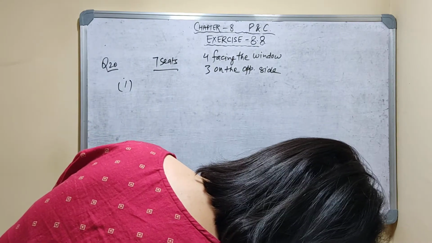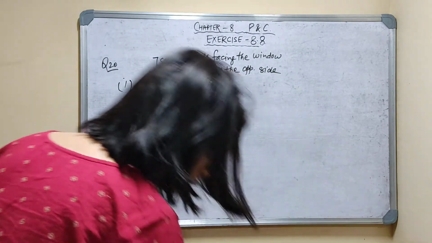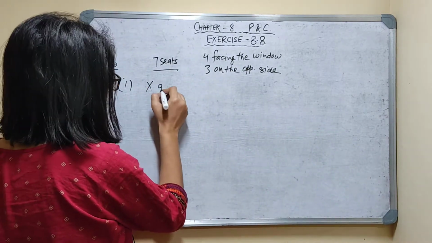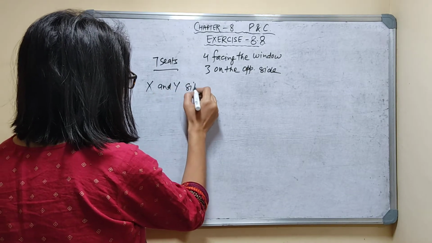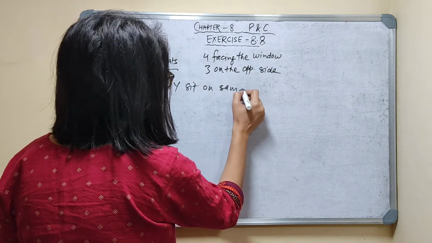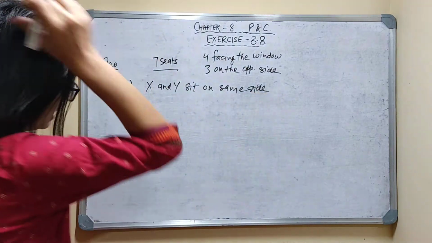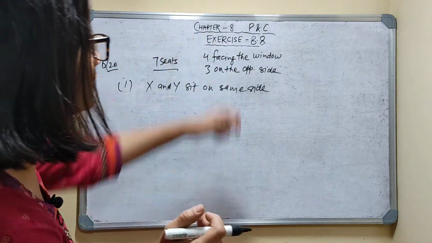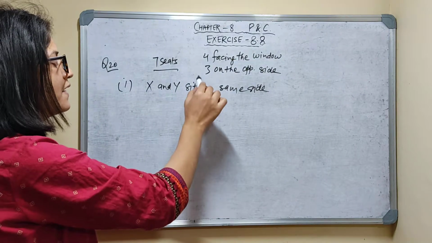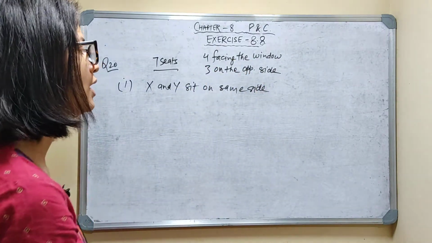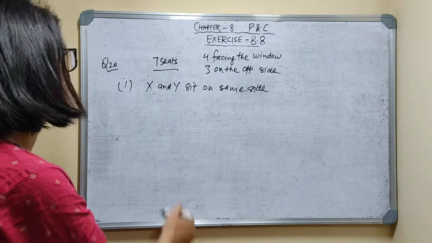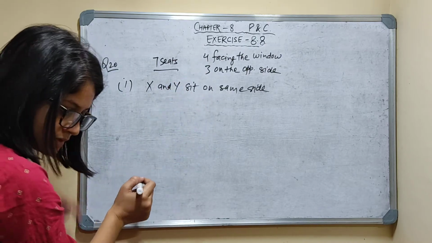Two people must sit on the same side. Let's say X and Y are given, and they sit on the same side. If they sit on the same side, then either they can sit facing the window, or these 2 people can sit on the opposite side. So from this, how many ways are there?